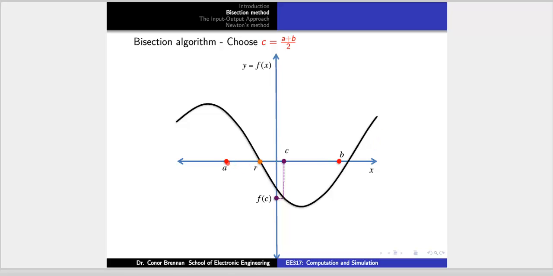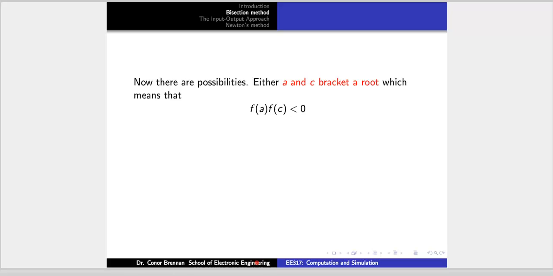We had a situation where the root was somewhere between A and B because f of A was positive and f of B was negative. Now we can conclude that the root is somewhere between A and C because f of A is positive and f of C is negative. In other words, we can replace B with C. So we started off with a root somewhere between A and B, and now by analyzing f of C, we know there's a root somewhere between A and C.